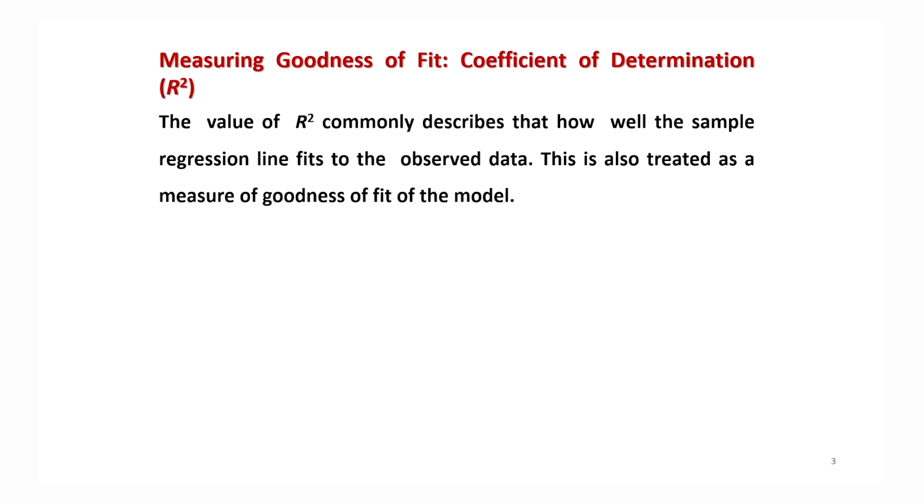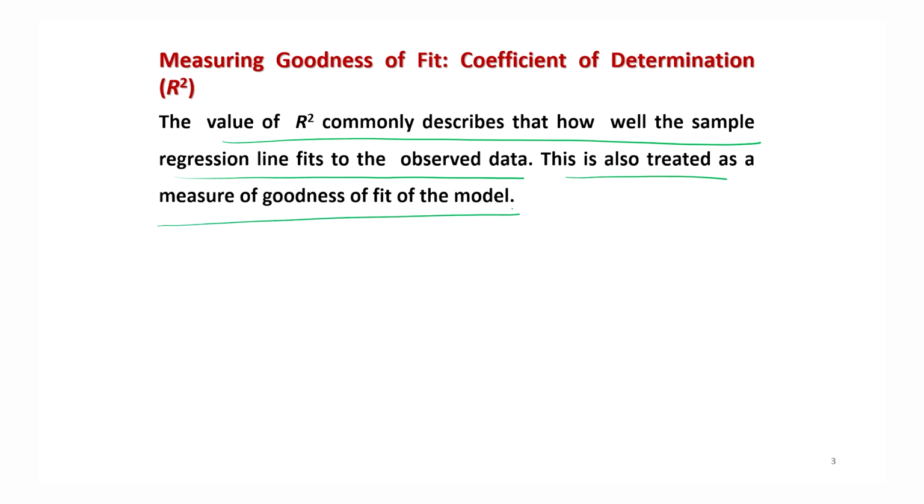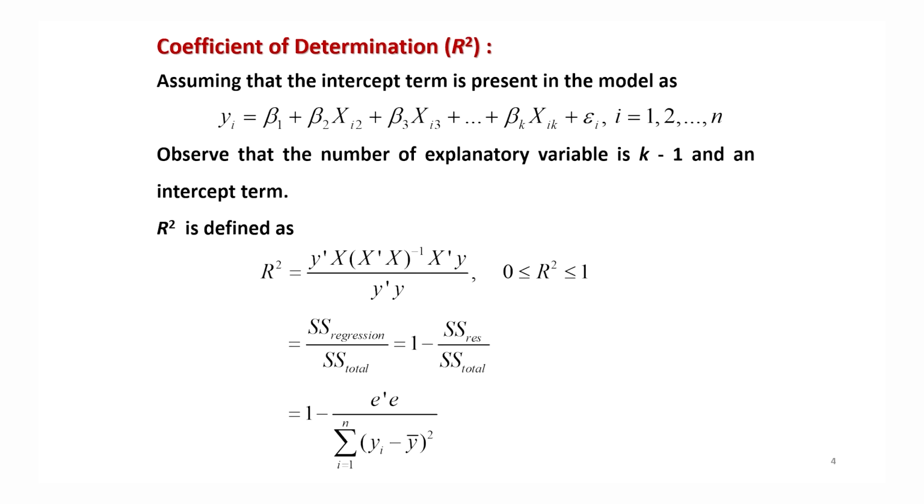The value of R square commonly describes how well the sample regression line fits the observed data, and this is treated as a measure of goodness of fit of the model. I am not saying this is the only measure. There are other measures also, like AIC, that is Akaike information criterion, and BIC, that is Bayesian information criterion, but I am going to talk here about this coefficient of determination. AIC and BIC can also be obtained in the R software.